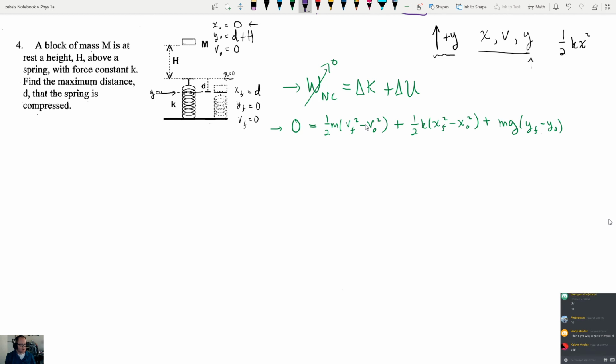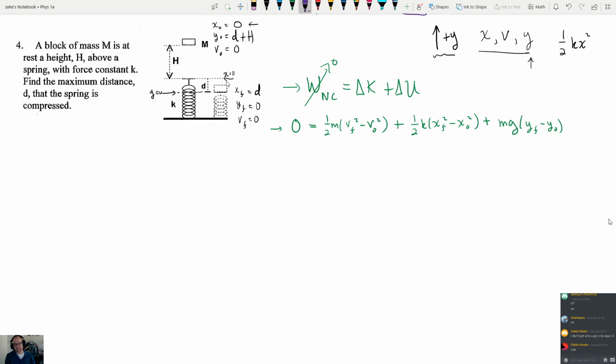I don't get why you got x equal to d. So let's look at the problem again. It says a block of mass m is pressed to height h above a spring with force constant capital K. We want to find the maximum distance d the spring is compressed. So d is defined as the compression distance of the spring. Haiti, does that make sense? Oh, okay. So it's not like this. Because I see that you put d as y also, so I got confused.